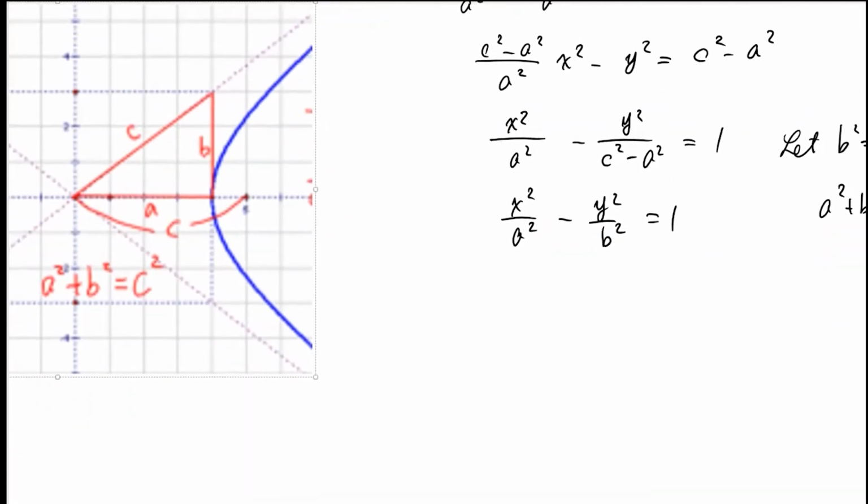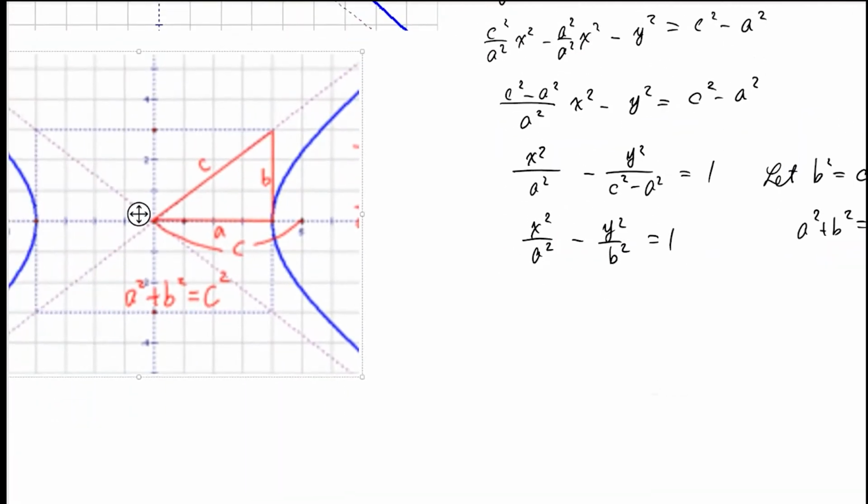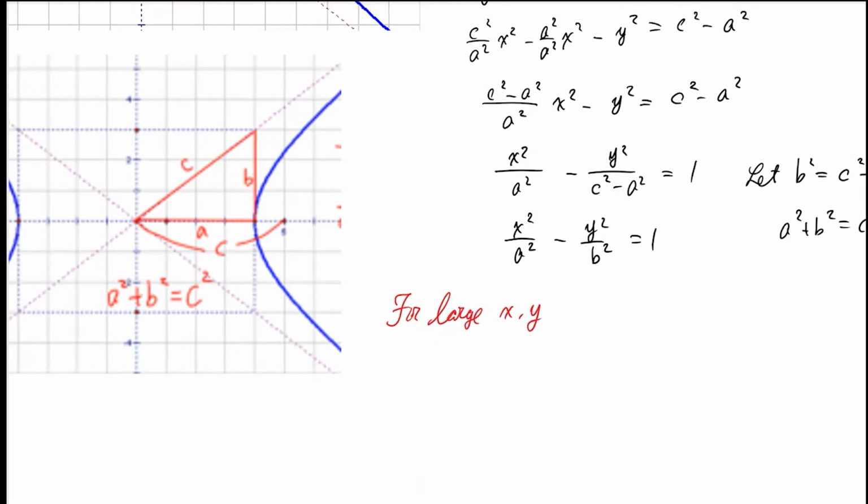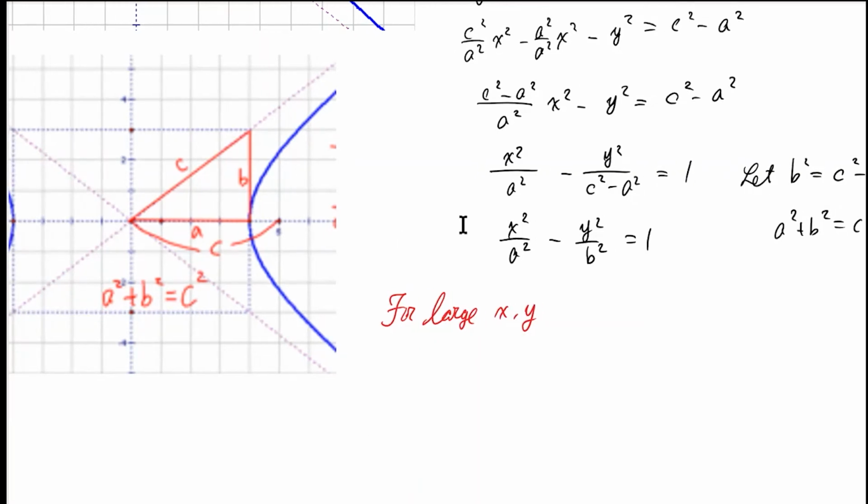Let's try to figure out the asymptote, which is the end behavior of the function. So if we do this for large x and y, meaning the difference of the two is only one, a mere one, a tiny difference. So if x gets big, y has to get big as well.